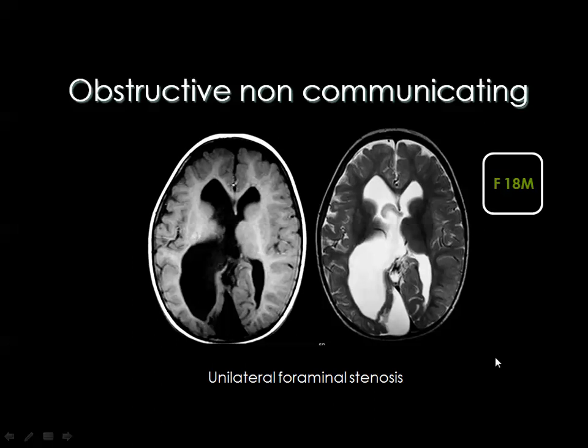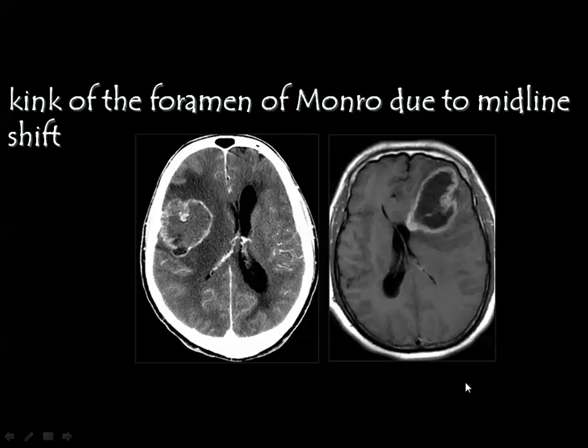And this is an example. You see the left lateral ventricle is good, the right lateral ventricle is markedly dilated, and you don't see a cause for obstruction at the level of the foramen of Monro.